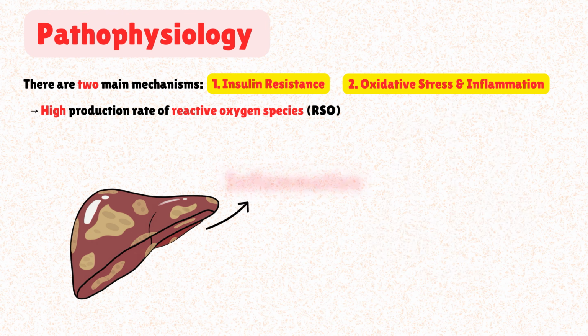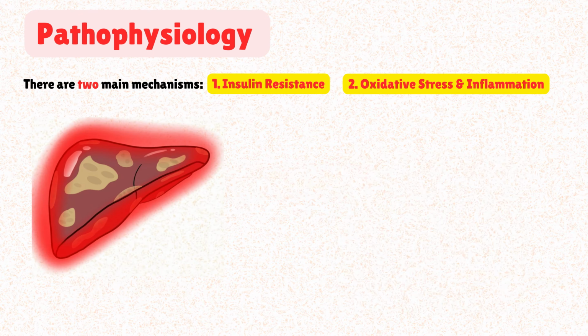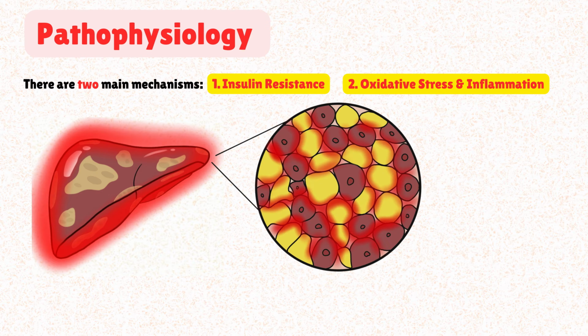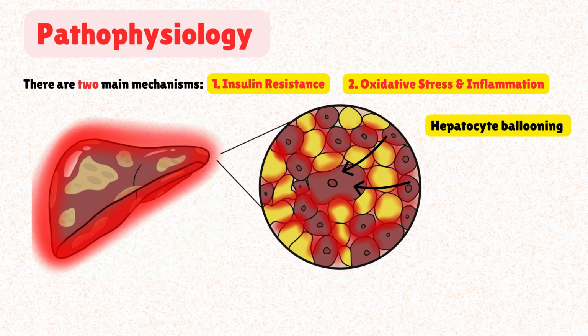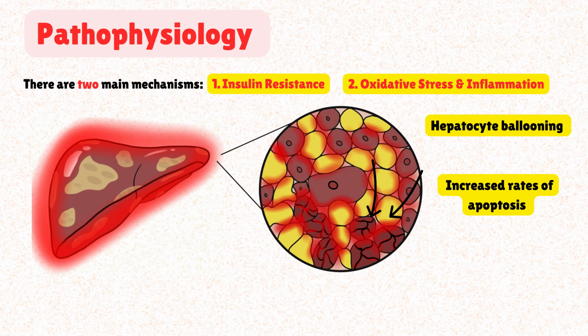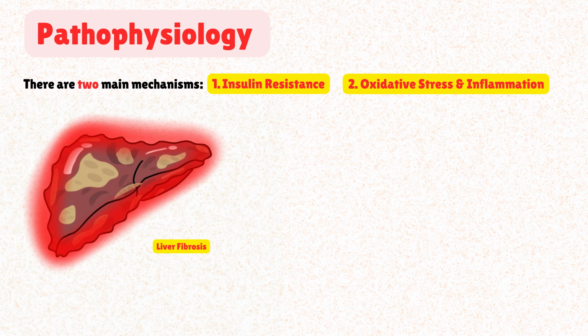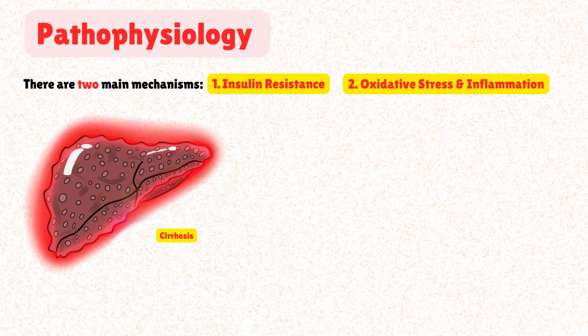On the other hand, inflammation is the body's natural response to injury. In fatty liver disease, it is a key factor that distinguishes simple steatosis from the more dangerous NASH. The ongoing inflammation and oxidative stress lead to characteristic changes in the liver, including hepatocyte ballooning, swelling of liver cells, and increased rates of apoptosis, programmed cell death. Chronic inflammation and oxidative stress will cause hepatocyte injury, fibrosis, and eventually cirrhosis.